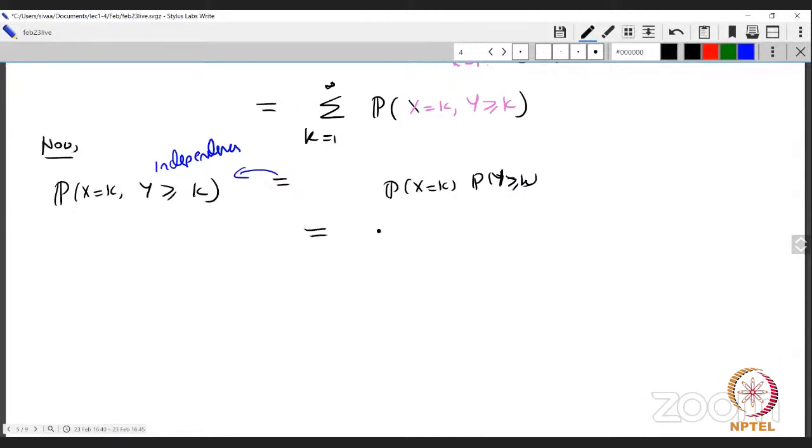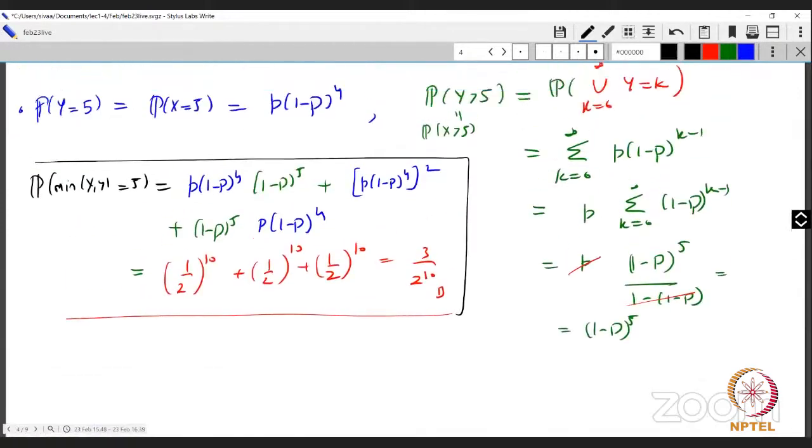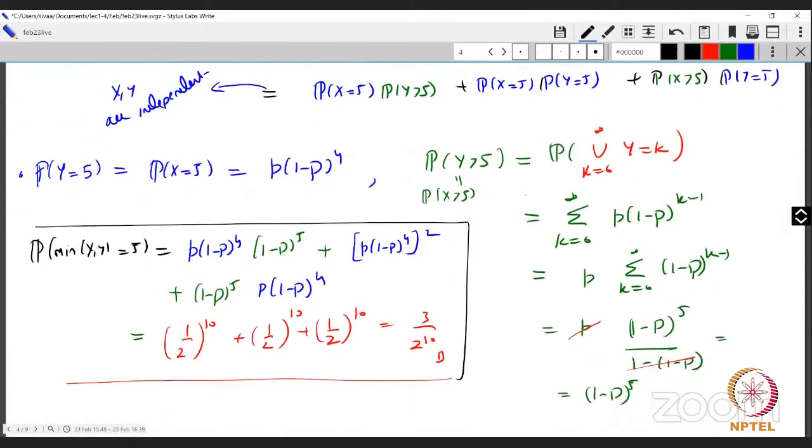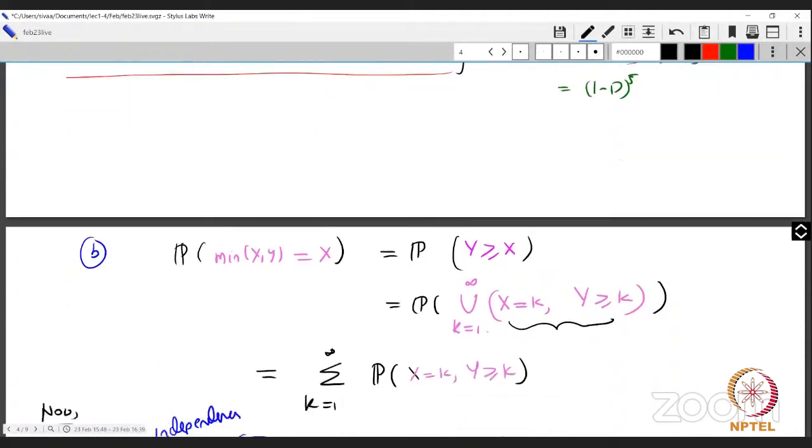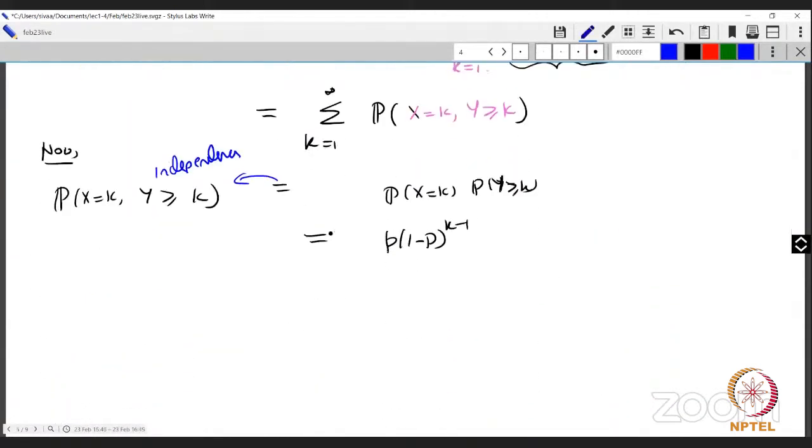But this is the same as what now? This is the same as p times 1 minus p to the power k minus 1. That's what this is. And this we figured out, right? Y bigger than or equal to k was going to be 1 minus p to the k minus 1. So it's going to be this. You can check, it's a small exercise.